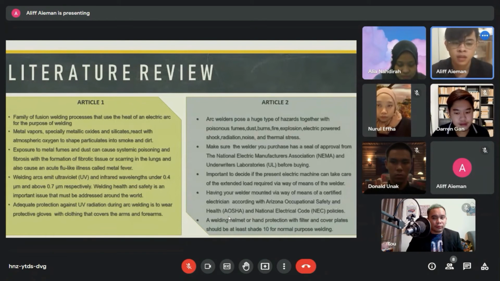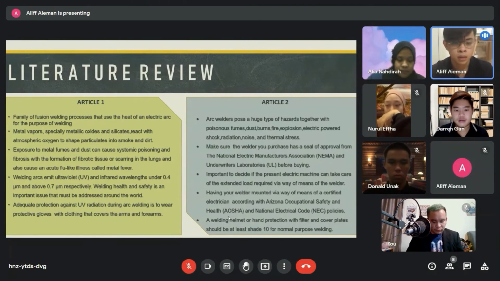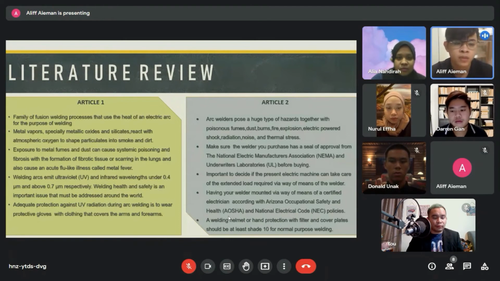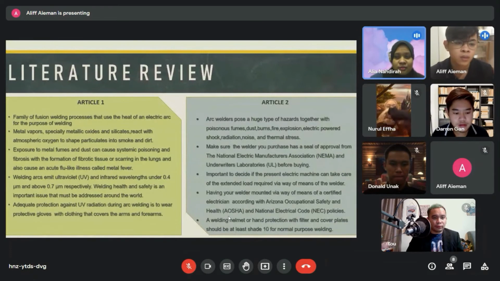Okay, so for the literature review, we have two articles that we studied. Article one is a summary of all of the articles. The article tells about the family of fusion welding processes that use the heat of an electric arc for the purpose of welding.